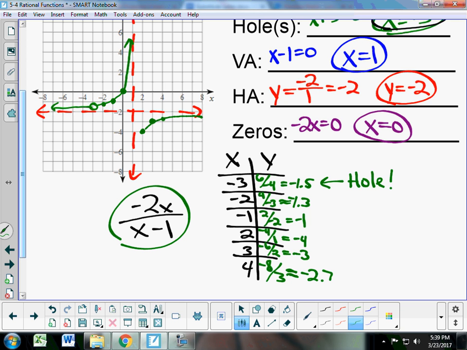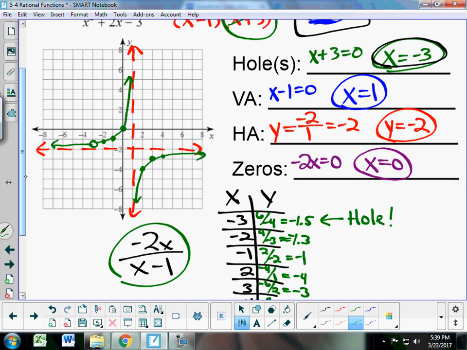And you can kind of get an idea of what that's going to look like. There's no holes on this side. There we go. So it looks kind of like what we've seen before, except we've got this hole where negative 3 is usually. Okay? All right, let's take a look at another one. So this is going to be on the other side.